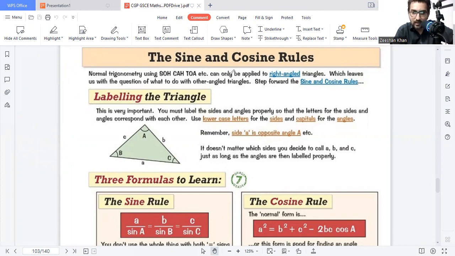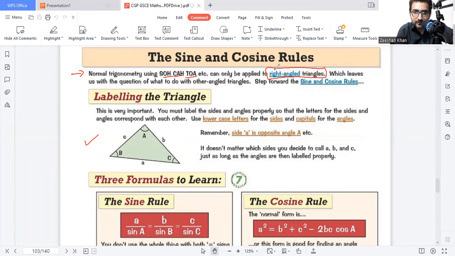is not a right angle triangle. You can solve a triangle like this. You can see this triangle is not a right angle triangle because there is no 90-degree angle. Normal trigonometry, which you have studied, sine theta equals opposite by hypotenuse, cos theta, tangent theta, can only be applied to right angle triangles, right? Which leaves us with the question of what to do with other angle triangles. So here in cosine and sine rule, we will discuss that.